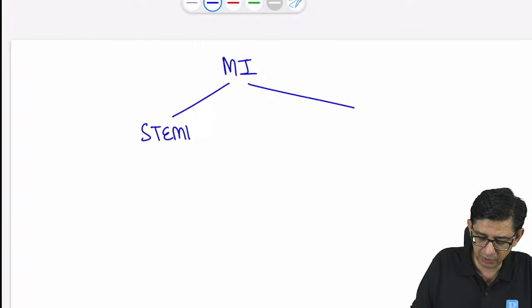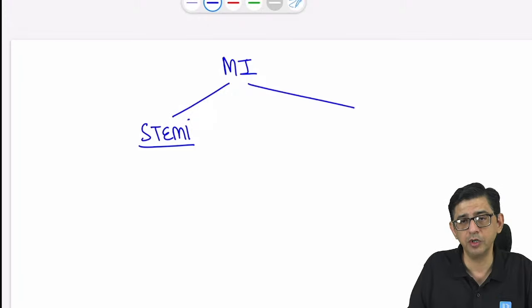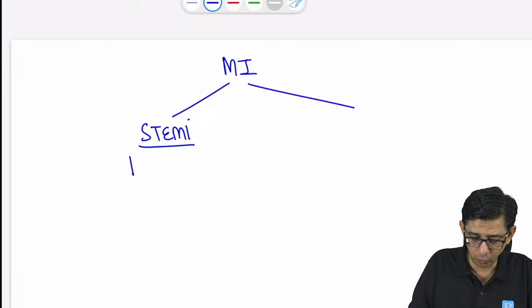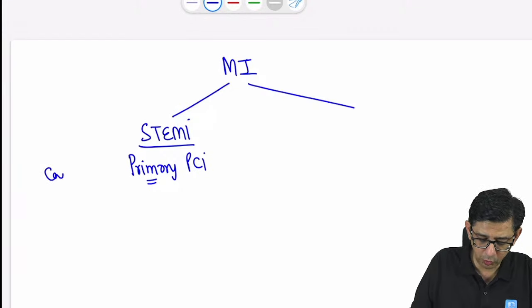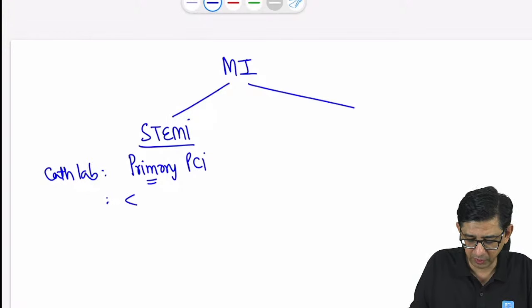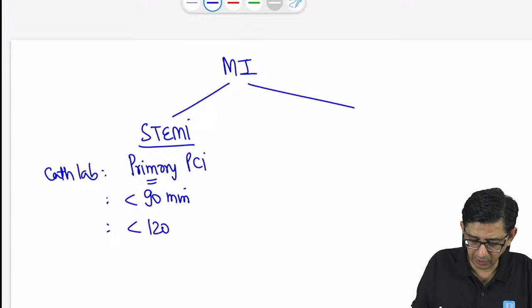You see, in ST elevation MI, it is always going to be straight away that you have to take the patient into the cath lab. So the approach is percutaneous coronary intervention, but we add a prefix, primary, because you need to ensure that this patient should be in the cath lab within 90 minutes of entry into the hospital or within 120 minutes of first medical contact.